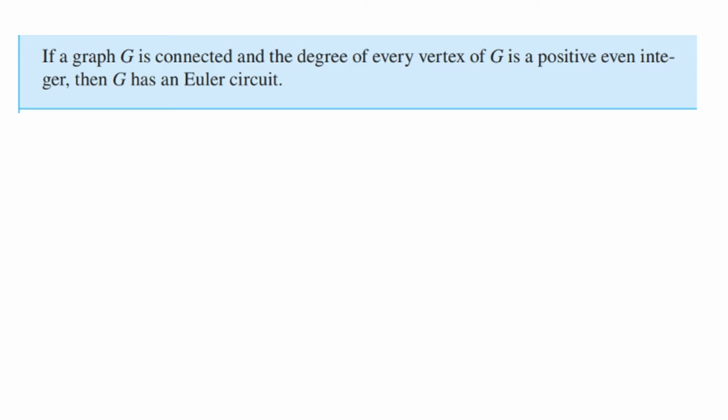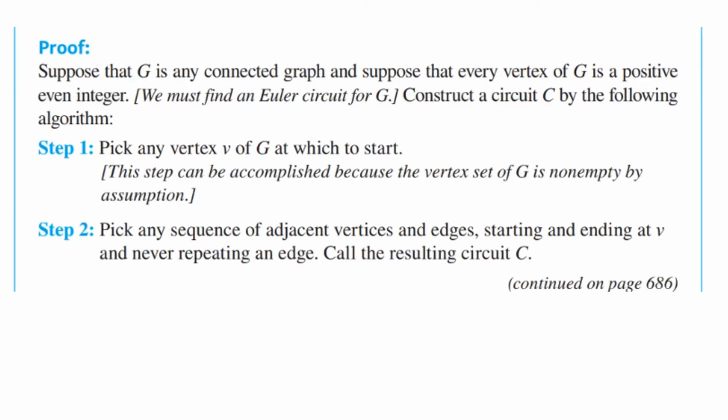So this ends up not only telling you it exists, but how to find it. So here we go with the proof. This is if and then. Suppose we start with any connected graph, and suppose that the degree of every vertex is a positive even integer. That's the if part. So we have to find an Euler circuit for G.